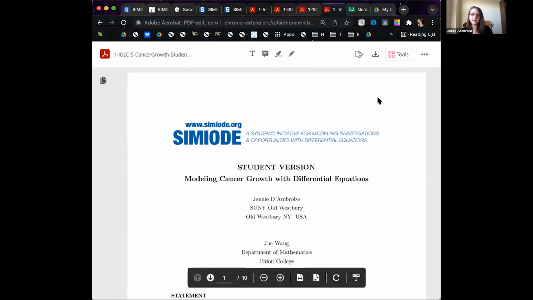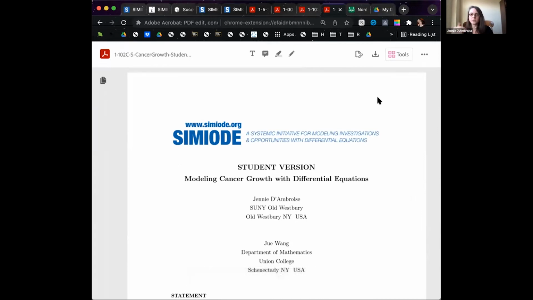I tried to make the scenarios actually introduce the differential equations without necessarily forcing myself to teach a class on differential equations first and then have them do the lab. This was literally just dive right in. Here's the lab, and then the students just go to work right away.